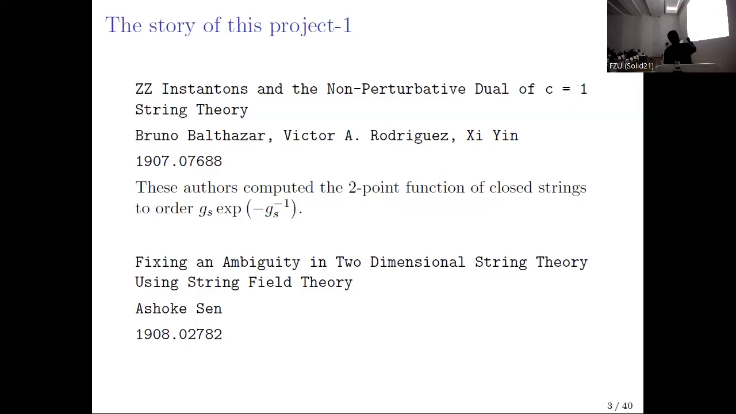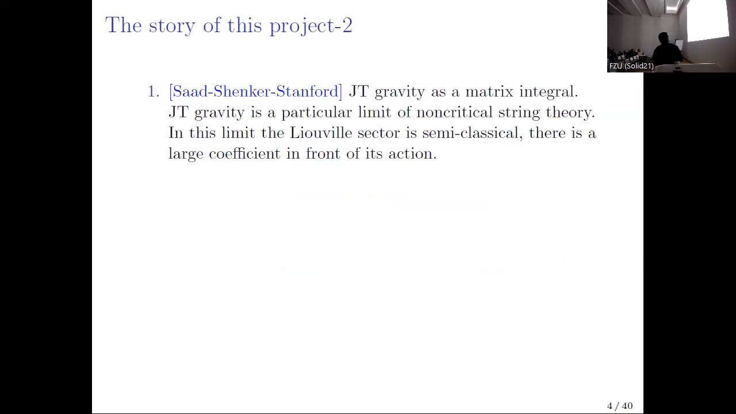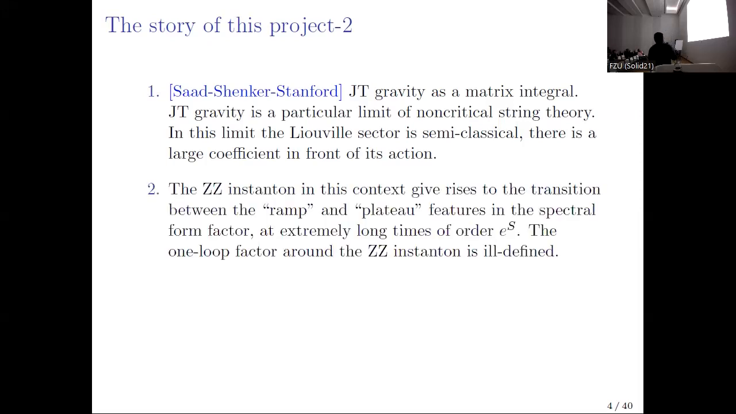Okay, so that's the story from July and August. In parallel, in March of 2019, these authors, Saad, Shankar, and Stanford, wrote this paper called JT Gravity as a matrix integral. JT Gravity has a Lagrangian that doesn't look like any kind of string theory, but it's actually a particular limit of non-critical string theory that was recognized in this paper already. And this limit is basically one in which the Liouville sector is semi-classical. By that, I just mean there is a large coefficient in front of its action. And since it is a limit of non-critical strings, it has ZZ instantons, ZZ branes. And in this context, it gives rise to the so-called transition between ramp and plateau features in this spectral form factor quantity at extremely long times of order e to the entropy of the black hole.